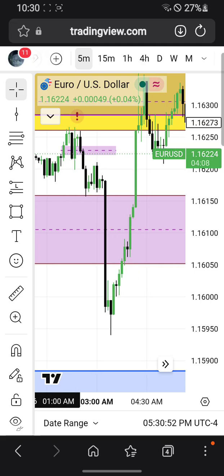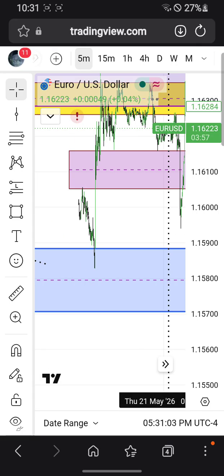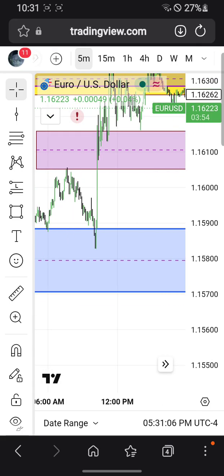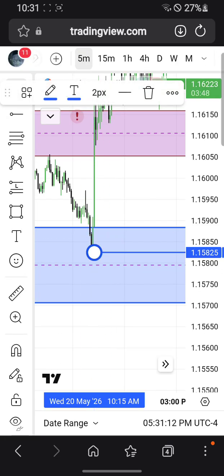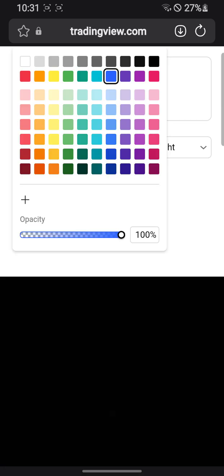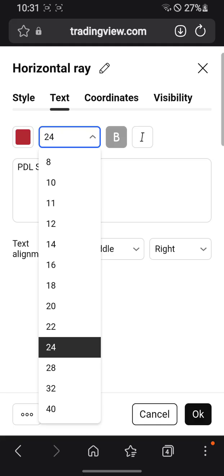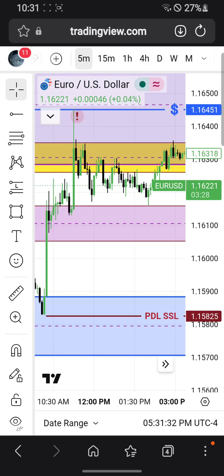Then immediately I saw that with what has happened here, they did not respect this one again. Now the market is coming down. What has already occurred to me is for them to come and take this previous day's low right here, this low that was formed yesterday, because that 4-hour fair value gap has already lost its strength. So let me put it here. Previous day's low, sell-side liquidity.